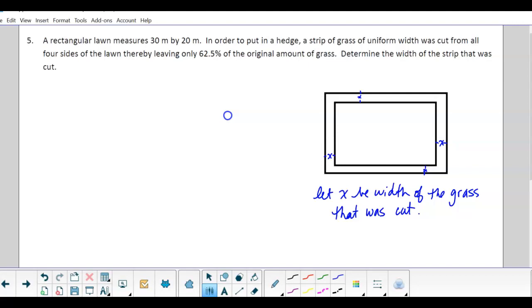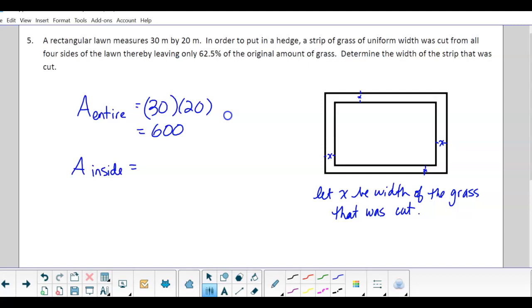All right, so this is where, remember, I said I don't put area of the whole thing anymore because when you read that on the board, it doesn't look so good. Area of the entire rectangle is 30 by 20. I'm not going to put units in till the end. The area of the inside is 62.5% of that.